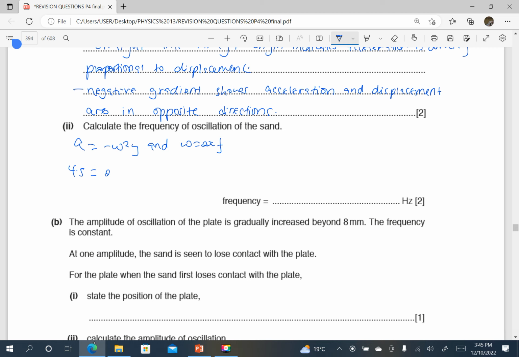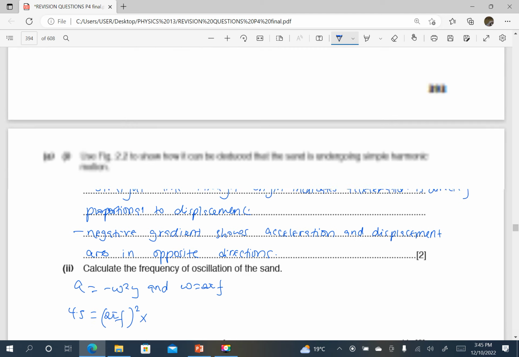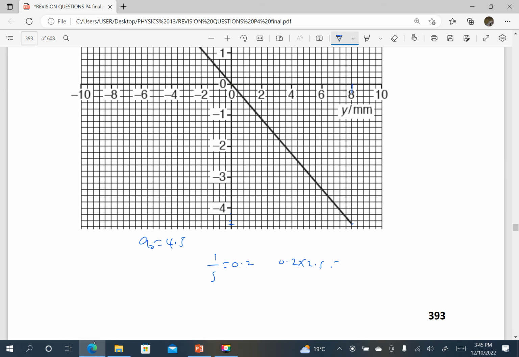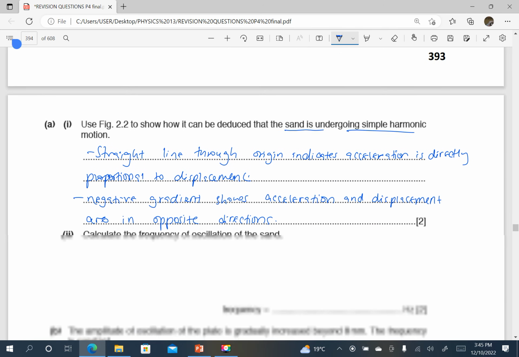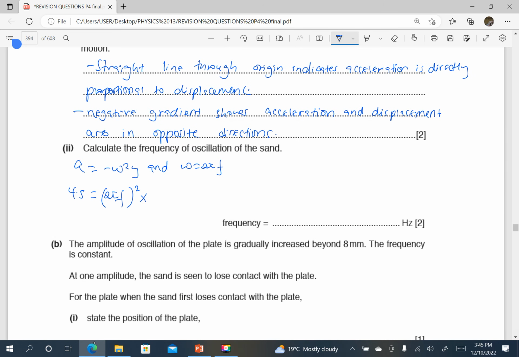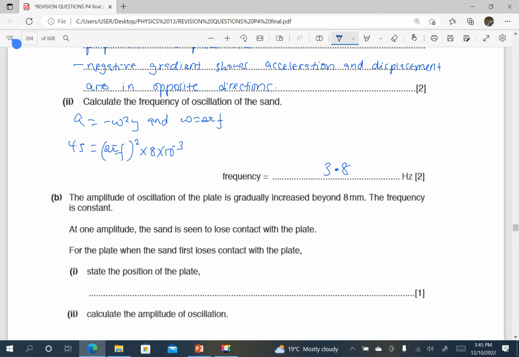omega is 2 pi f, so this would be 2 pi f, squared, times the maximum displacement. Isn't it 8? Yes, it is 8. So this is times 8 millimeters, which is 8 times 10 to the power negative 3. So just divide 4.5 by 8 times 10 to the power negative 3. I find the square root. Then I divide by 2 pi. And this gives me 3.8.